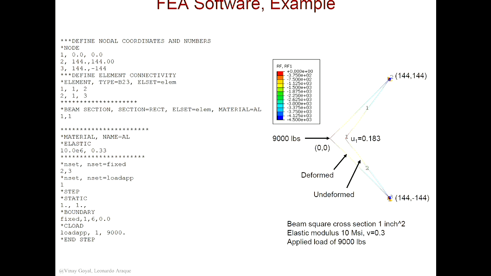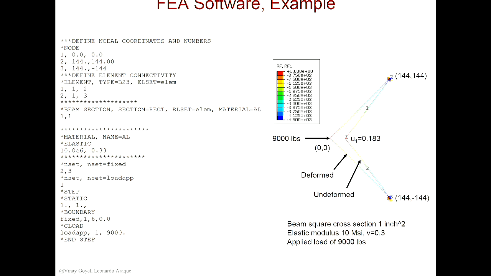I labeled it incorrectly. In this example, the beam square cross-section is 1 inch squared, the elastic modulus is 10 MSI, and the applied load is 9,000 pounds. So how do I do that? I have only 3 nodes to worry about in this example: 1, 2, and 3. I put in some nodal coordinates. Element type equals B23. 2 is planar, 3 is Euler Bernoulli cubic interpolation. So then I have 2 elements only for this example, 1 and 2.